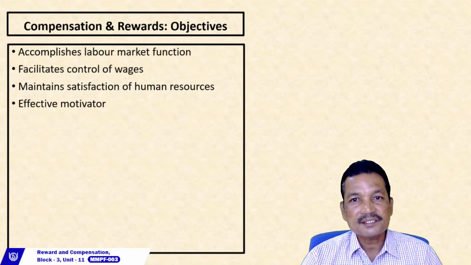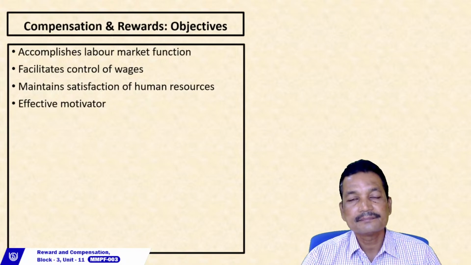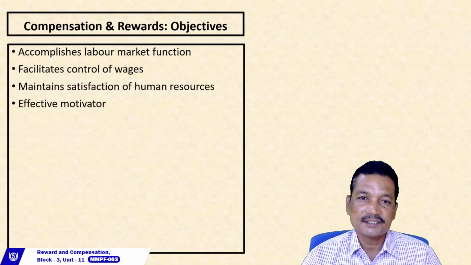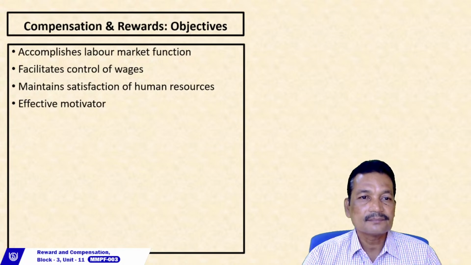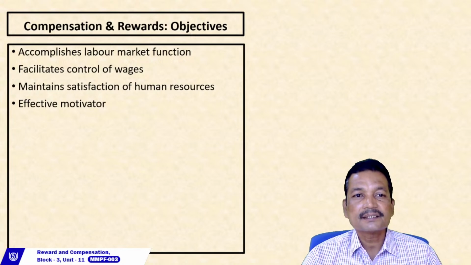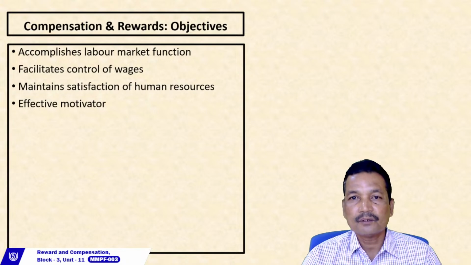Now this compensation and rewards, what does it try to achieve? That means, what are the objectives of compensation and rewards? Let us see that. First is, it accomplishes labor market function.